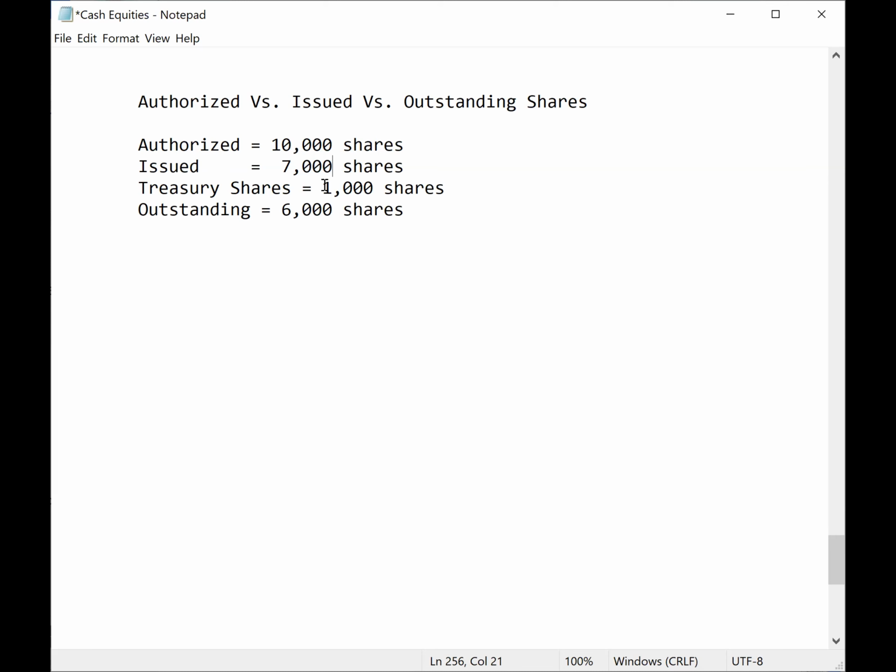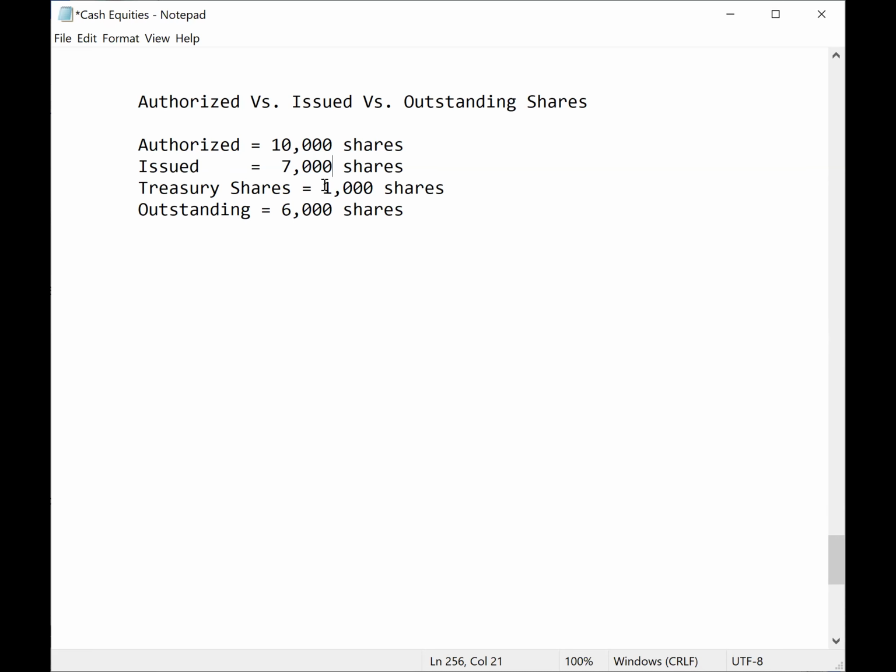Sir, if they issue more then the promoter holding will decrease, na sir? That depends on whom they are issuing it to. If they are issuing it to the general public, obviously the promoter ownership will decrease percentage wise. Okay, sir.